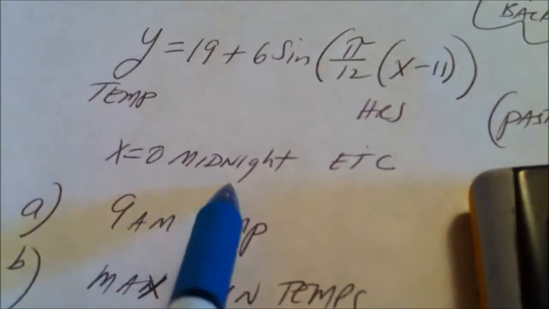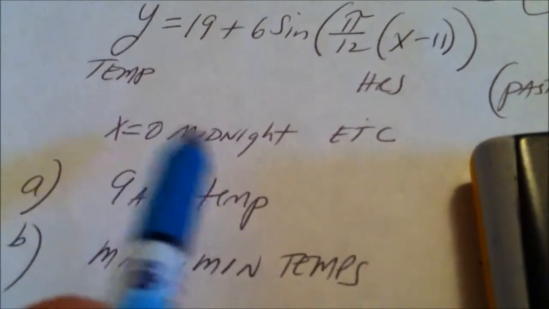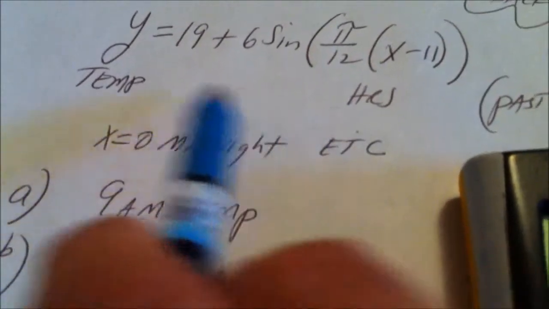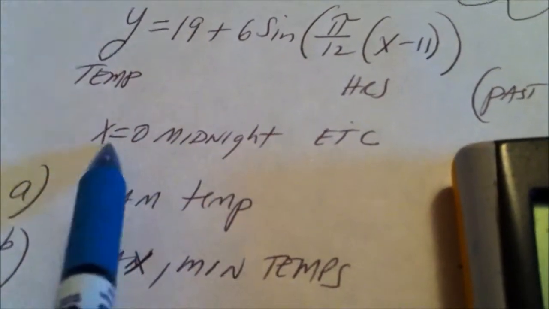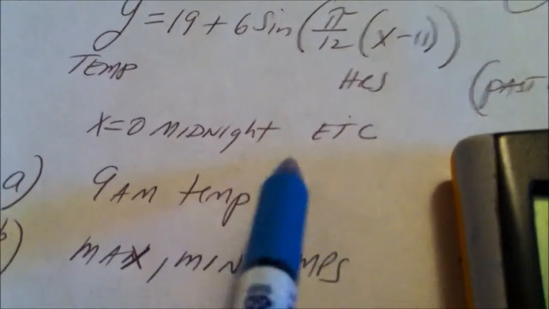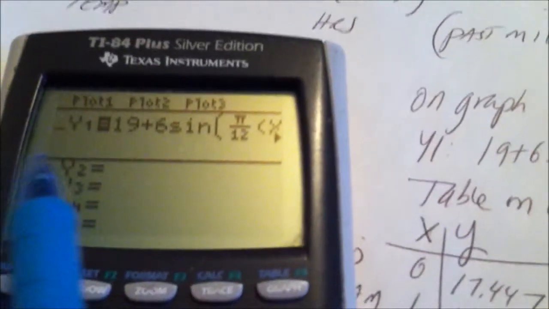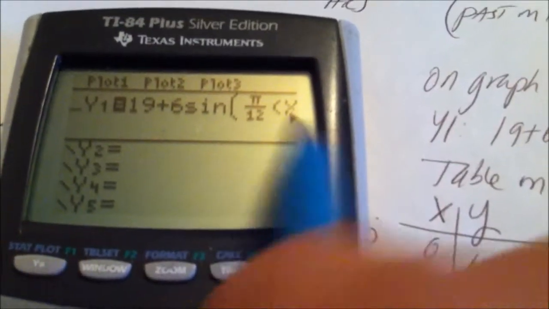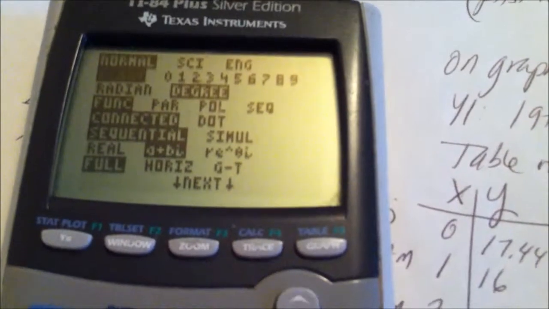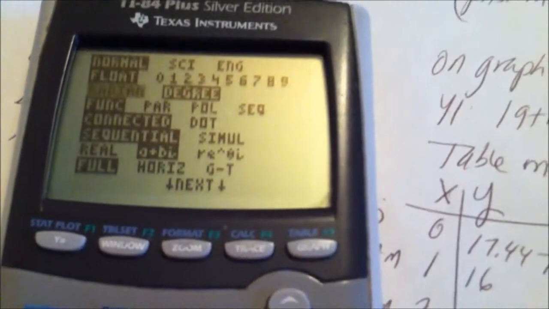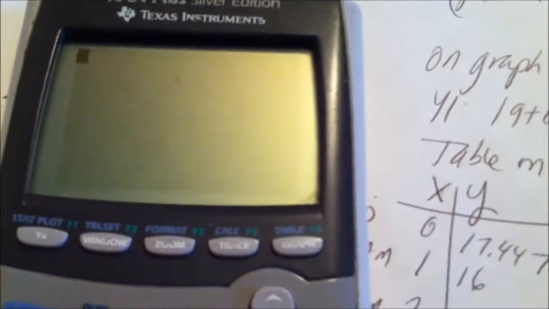So let's interpret the data. It says that it initially starts at midnight, so x equals 0 is going to be midnight. That's really important. That's probably one of the most important things, because if you don't know that x equals 0 is midnight, then you can't interpret your data. So we put this into the calculator right here, into y equals, and I have to change my mode. I'm going to change my mode over to radian mode, and I better remember to change that back, right?